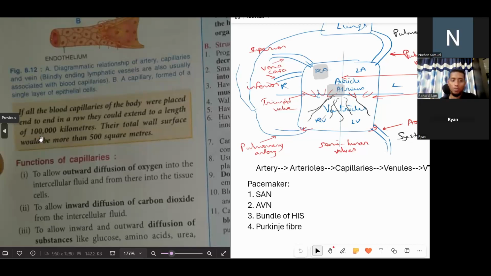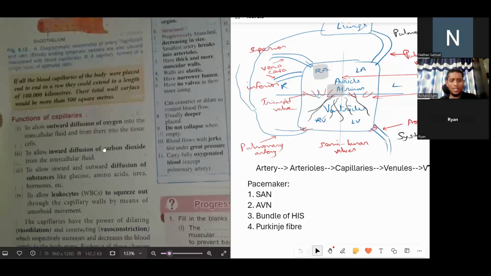And even though they are so small, their wall surface area would be more than 500 square meters. That's like the whole football ground. That is the area of the capillaries put together. So much surface area.